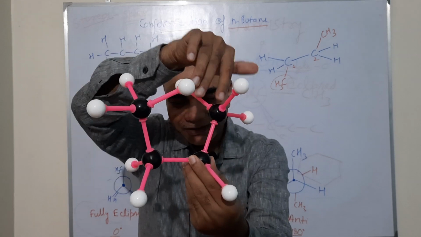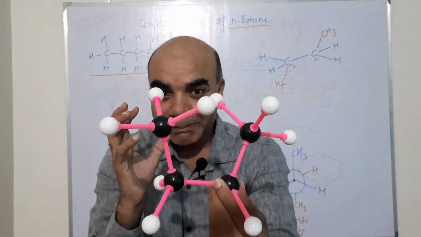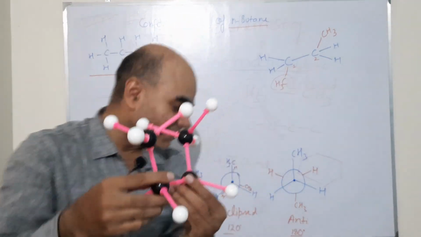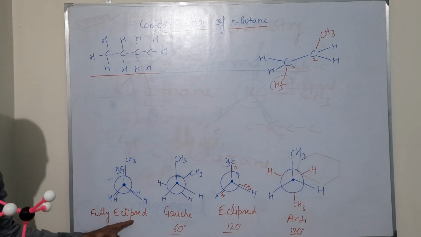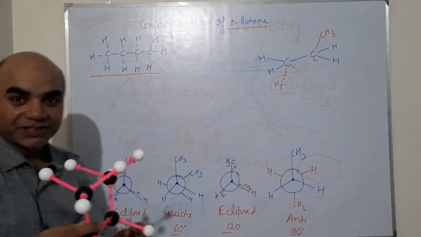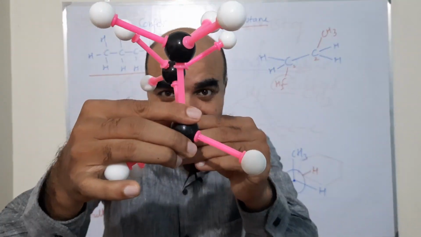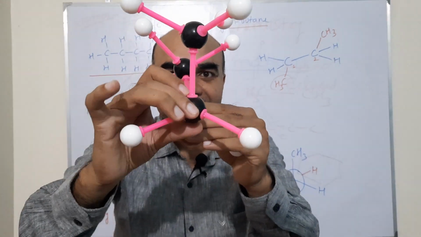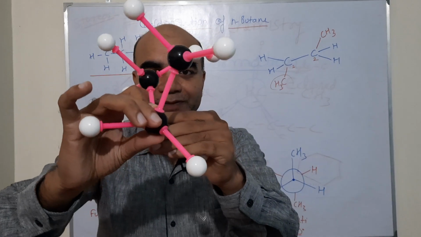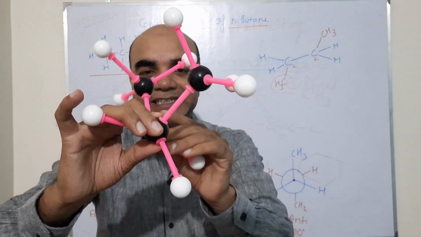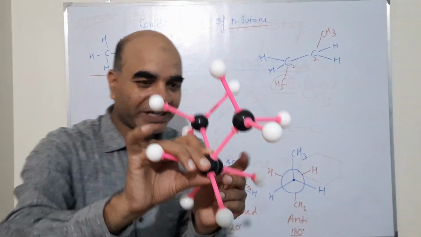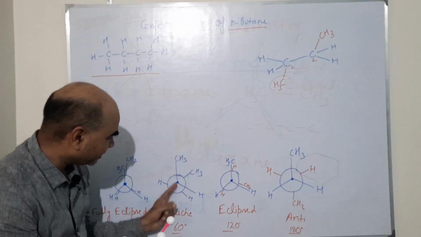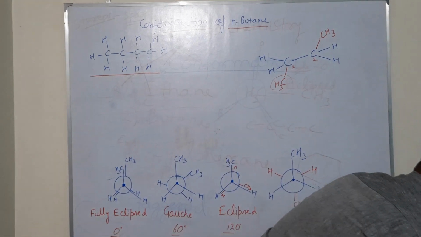Between these 2 methyl groups, maximum interaction is happening. So this conformer is known as the fully eclipsed conformer, and the dihedral angle is 0. Remember, this dihedral angle is 0 because these 2 methyls are in a single plane. As soon as we start to rotate like this, see, I rotated by 60 degrees. So you get this second conformer, Gauche. Here the dihedral angle is 60 degrees.